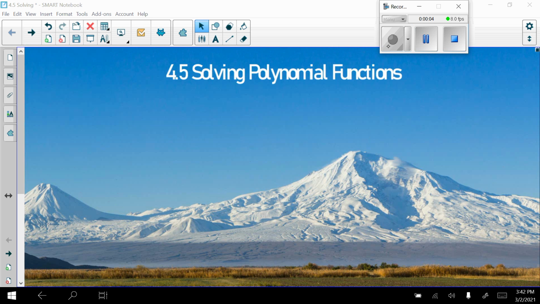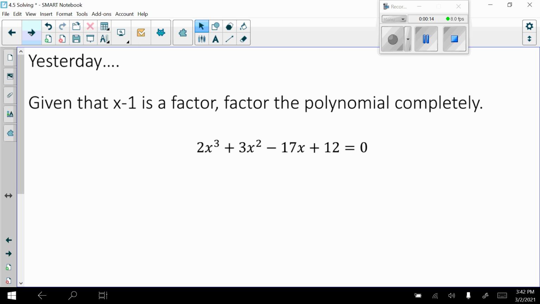In this video, we're going to talk about solving polynomial functions. So in the last video, we talked about factoring, and now we are on to solving. So we'll talk about what that means and how we do it.